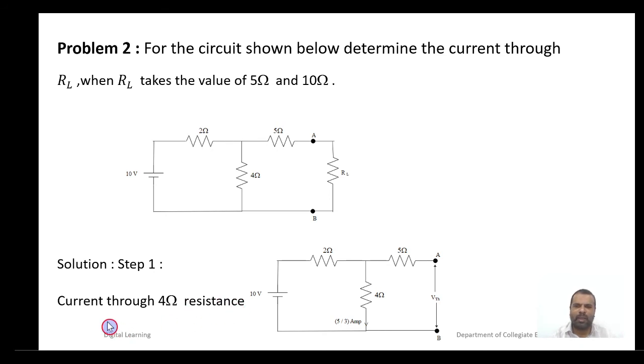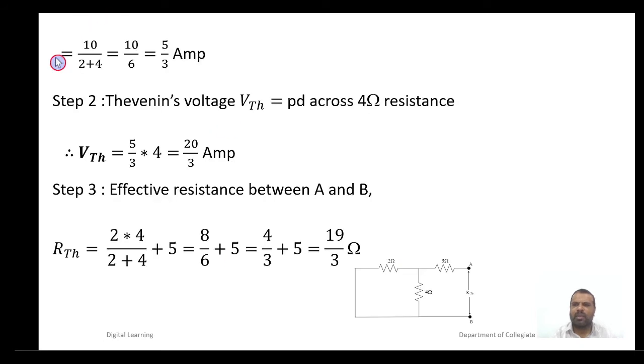First we have to calculate the current through the 4 ohm resistance. That is equal to 10 divided by 2 plus 4, that is 10 by 6, that is 5 by 3 amperes. Step 2. Thevenin's voltage VTH is equal to the potential difference across the 4 ohm resistance. Therefore, VTH is equal to 5 by 3 into 4, that is 20 by 3 volts.